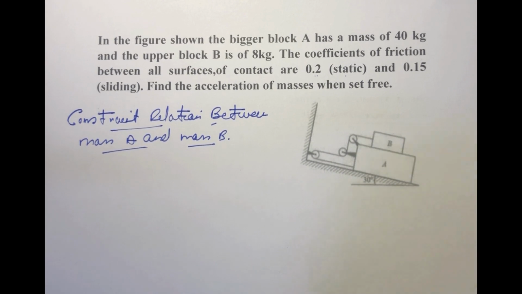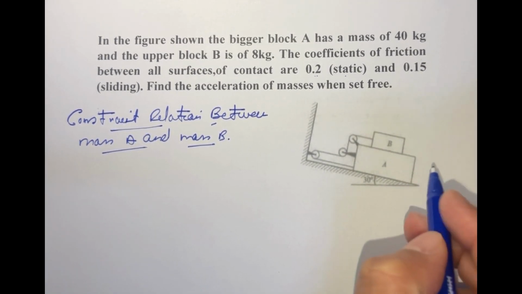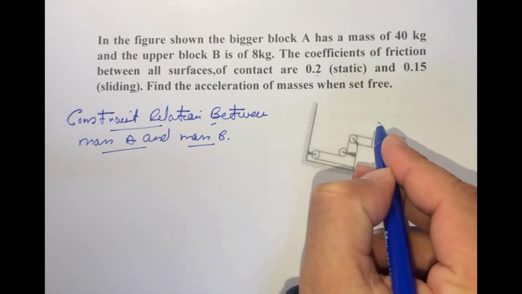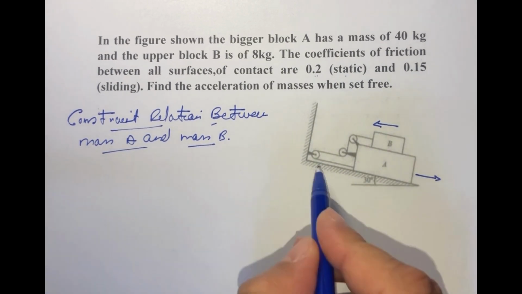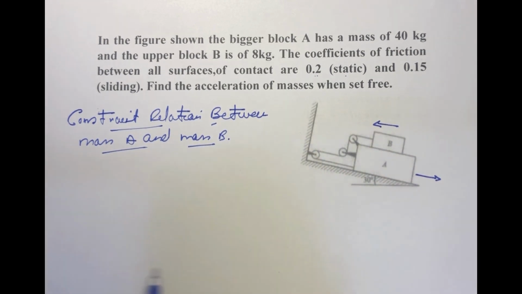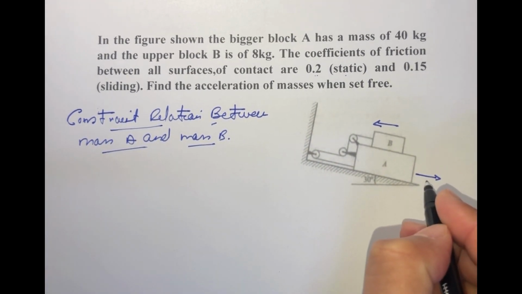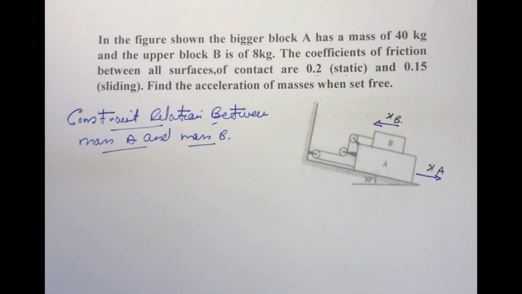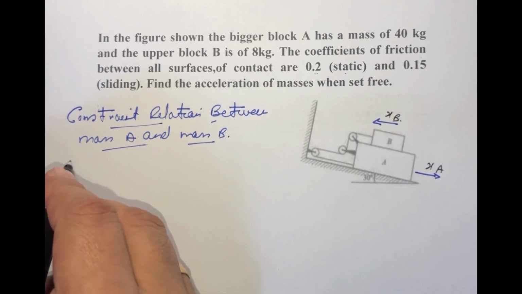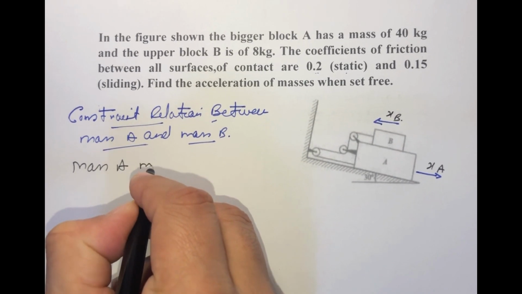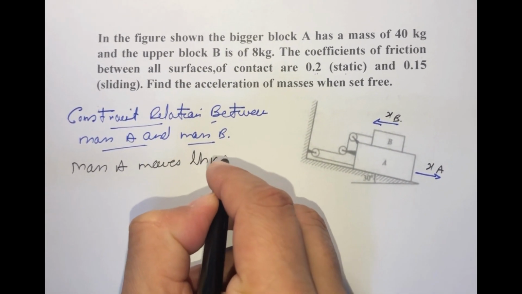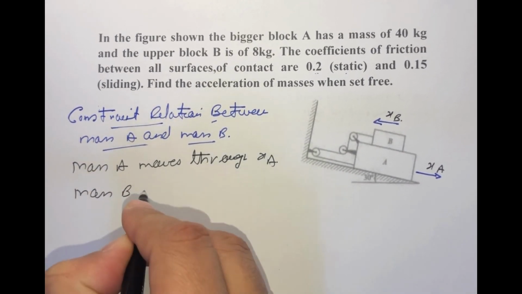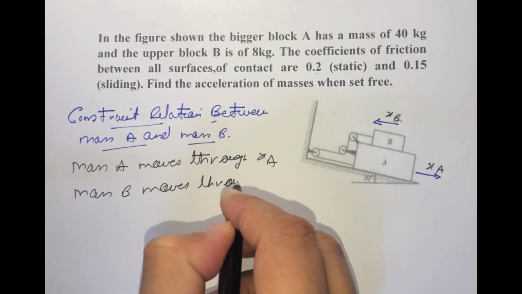Okay, so we assume that mass A moves in the downward direction, and as a result of which mass B will be moving in upward direction, rather we can say along the inclined plane. Suppose A moves by XA and B moves by XB. Mass A moves through XA, mass B moves through XB.